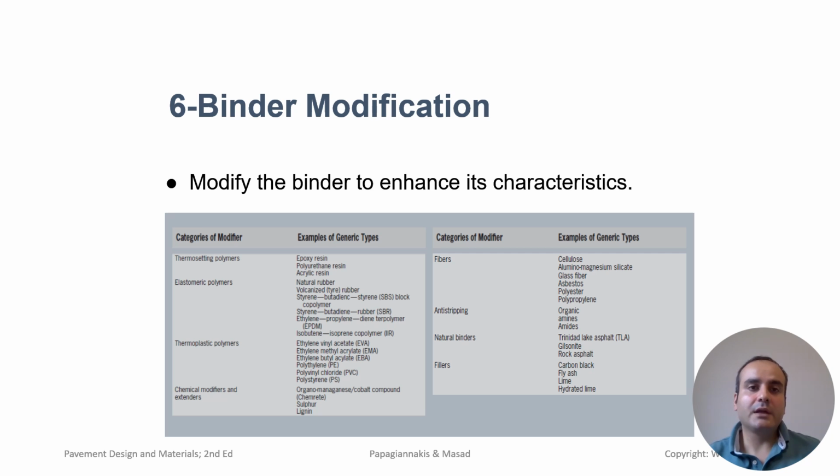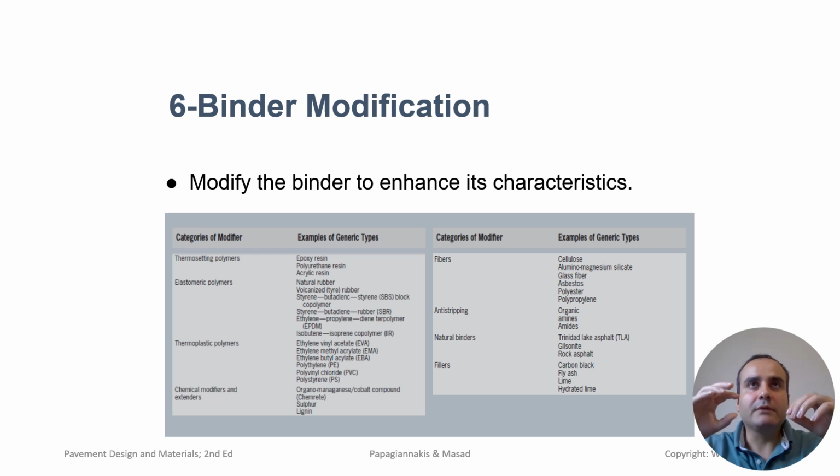Modification can also help to improve low-temperature performance. For example, polymer-modified binders remain flexible at low temperatures, reducing the risk of thermal cracking in cold climates. Polymer modification is widely used in high-traffic areas, bridge decks, and regions with extreme temperature fluctuations to improve the durability and overall performance of pavements.